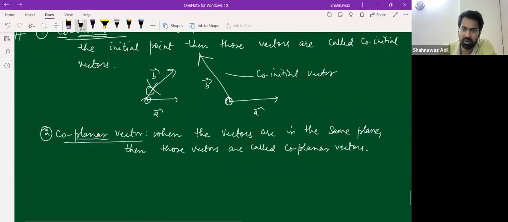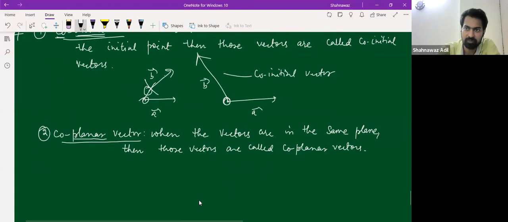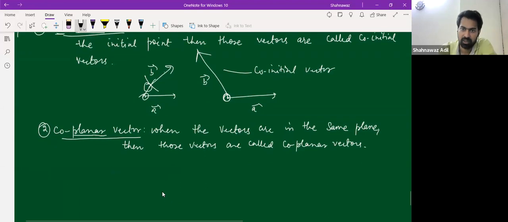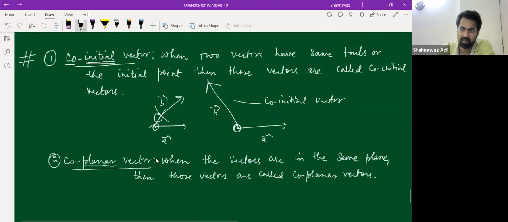So let me draw one diagram. Did you guys note this down, the co-initial vector part? Yes, sir. Okay. So now the coplanar part.